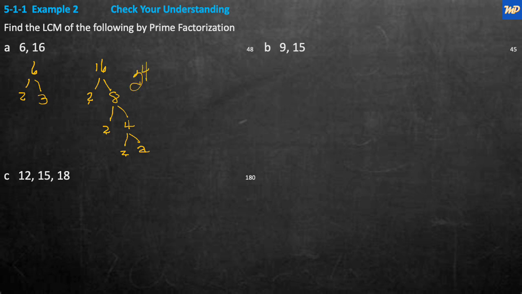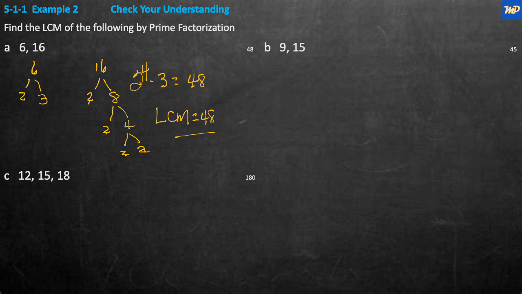2 to the 4th. We have a 2 over here, which we can cancel, and we have a 3. So this is 2 to the 4th times 3, and 2 to the 4th is 16. We know what it is. These are all 2s. 2 to the 4th times 3 is 48. The LCM is equal to 48. How about this one? You can stop when you're back.